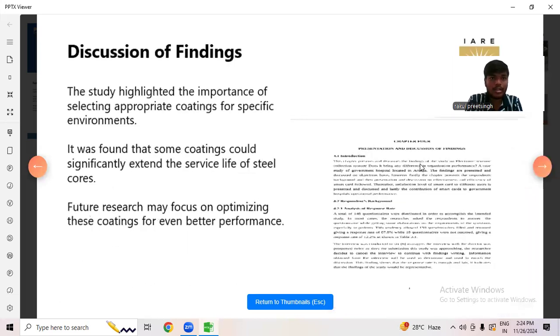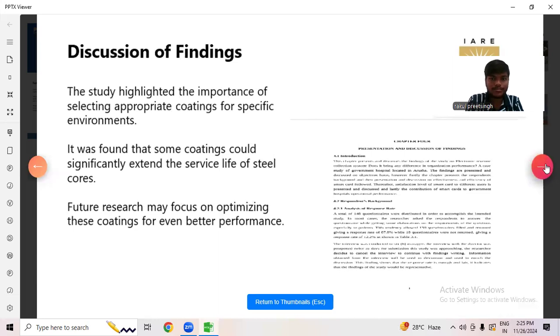And next, discussion of findings. The study highlighted the importance of selecting appropriate coatings for specific environments. It was found that some coatings could significantly extend the service life of steel cores. Future research may focus on optimizing these coatings for even better performance. This is the discussion of findings.